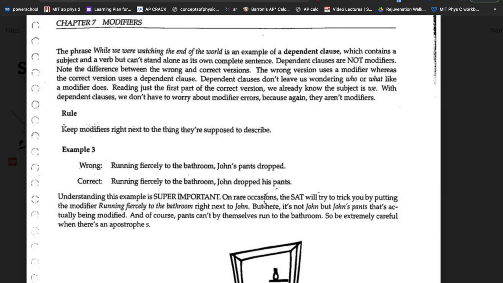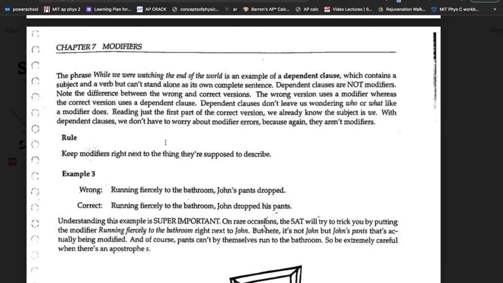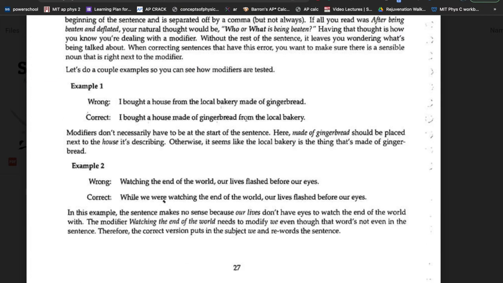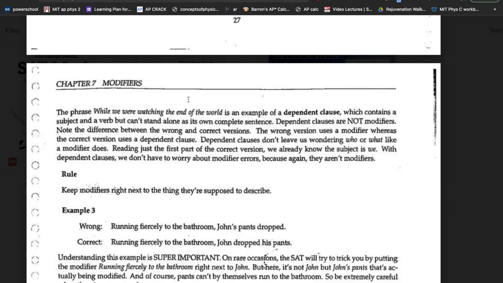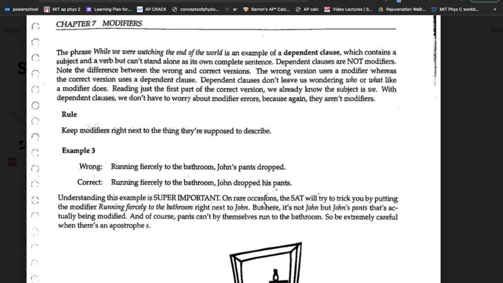Yeah, keep modifiers right next to the thing they are supposed to describe. I didn't even read this rule, but that makes a lot of sense. Put the words that relate to each other close to each other. That's really what it's about. Running fiercely to the bathroom, John's pants dropped.